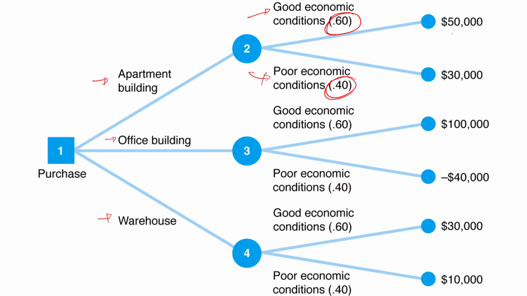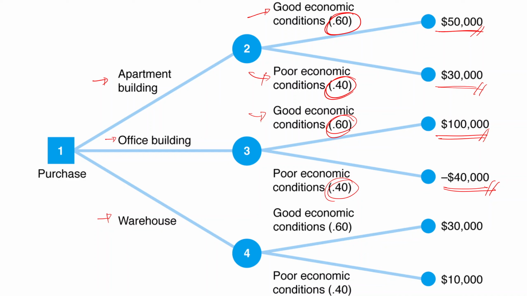And if the apartment building is in good current economic conditions, then you might earn $50,000. If poor, you might earn $30,000. Or if you choose to purchase an office building, when the economic conditions are good, this is actually 60% probability and 40% for the poor, you might earn $100,000 for that. However, if economic conditions are poor, you will actually have a loss of $40,000, negative $40,000.